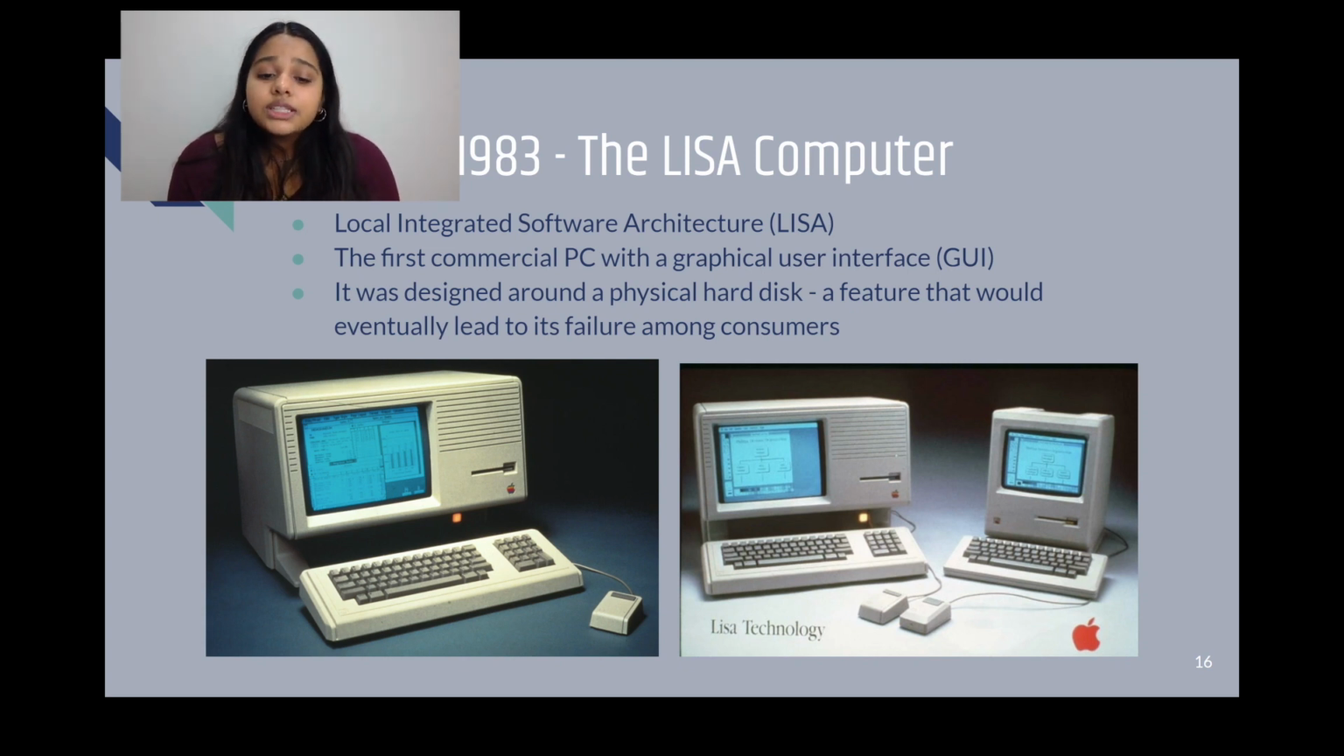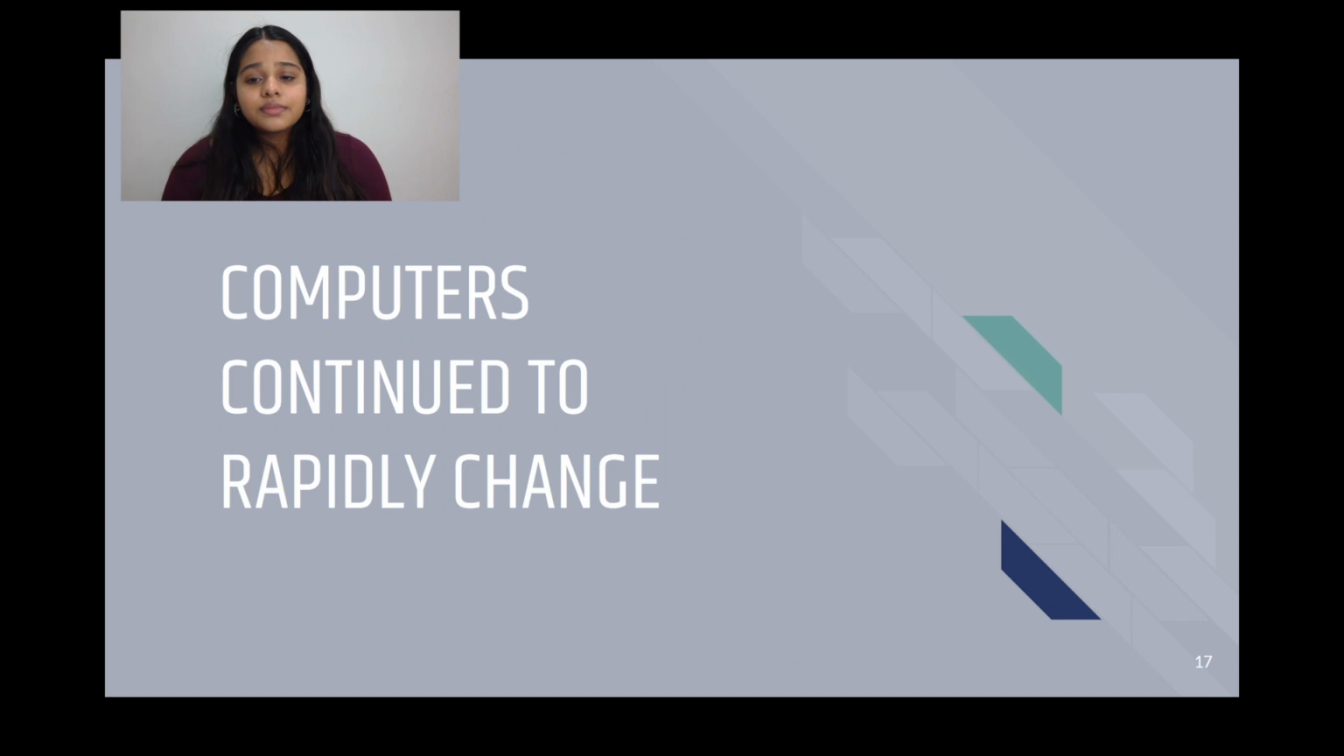The display screens, as you can see from the last image, have significantly gotten bigger, and the overall size of the computer has decreased significantly. With a keyboard and a mouse added, the computers began to evolve into what we consider them to be today. Like I said, computers continue to rapidly change, so let's take a look at how they changed into the devices that we use right now.